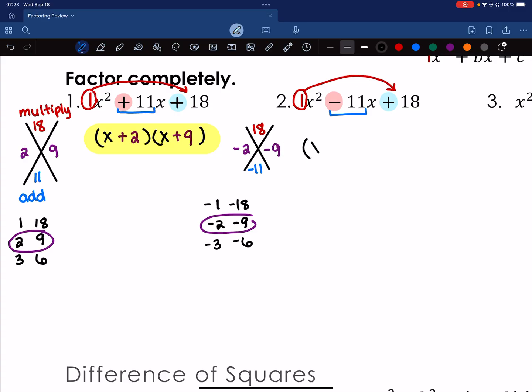So this factors into x minus 2 and x minus 9. What I want us to see is that when this sign right here is positive, my signs inside are the same. They are whatever this sign is out in front. So these are very similar problems. The only thing that changed was the signs on the inside, and that's because this sign right here changed.